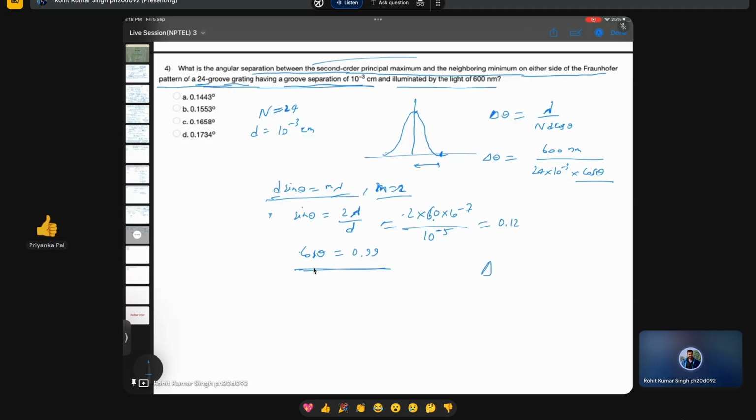And then you can calculate the delta theta by putting everything. So it will be 6 into 10 to the power minus 7, 24 into 10 to the power minus 5 meters, 0.99 for the cos theta. You will get around 0.144. So as you can see, this is a very small angle, which is expected. Okay, is this okay? We can go to the next problem.